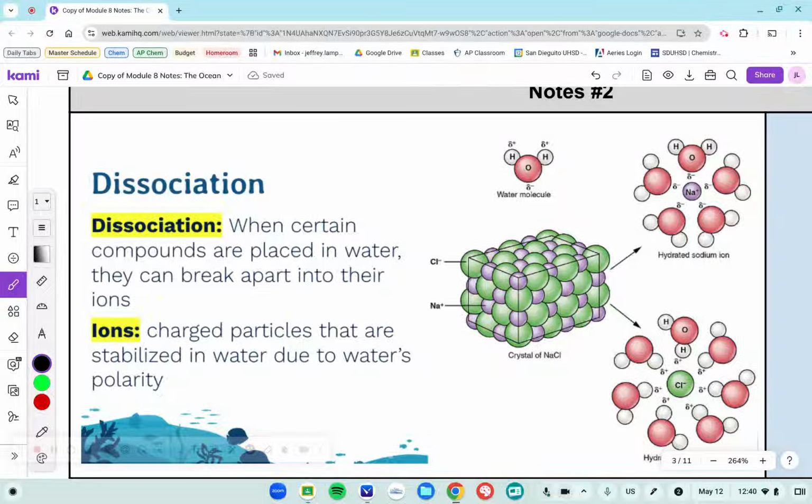All right, let's get our attention up front. Eyes up here, please. Let's quiet down. Eyes up here. All right. So let's go ahead and start going through our materials here.